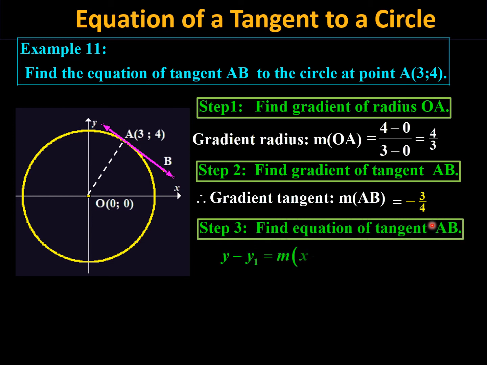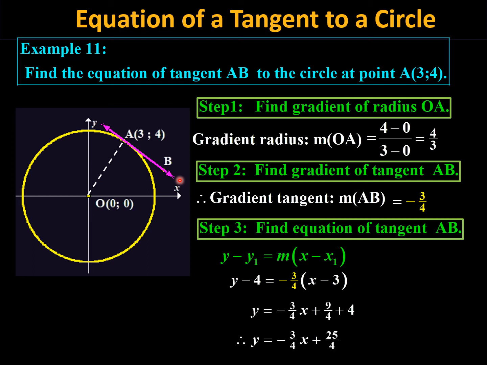Next, I have to use my equation, and that's the equation. Now I just have to substitute the negative 3/4 in there. And the point, which point? Not the 0 and 0. The tangent doesn't go through the origin. The tangent goes through A. So I substitute that. Substituting that, removing the brackets, transposing the 4, and there I have the equation. And you can see this is a negative line, and it has a positive y-intercept. And you see there's the positive y-intercept there.